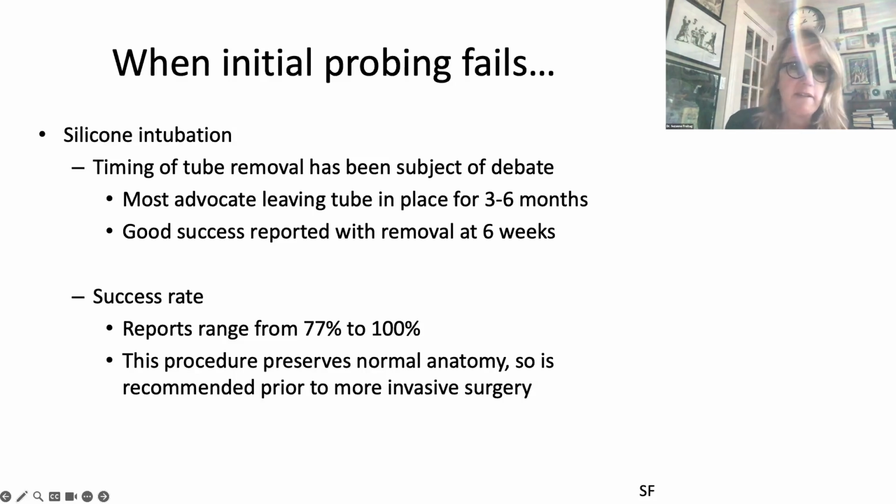Silicone intubation, timing of tube removal has been the subject of much debate. Many advocate leaving the tube in place for about 3 to 6 months, but good success is reported in as little as 6 weeks of placement. Success rates range from 77 to 100%. I like this procedure because it preserves the normal anatomy. You're not creating a DCR passage. It's just trying to work with the native anatomy. Next.